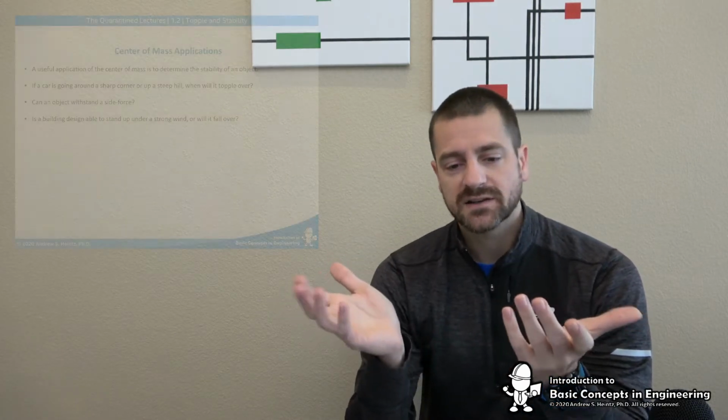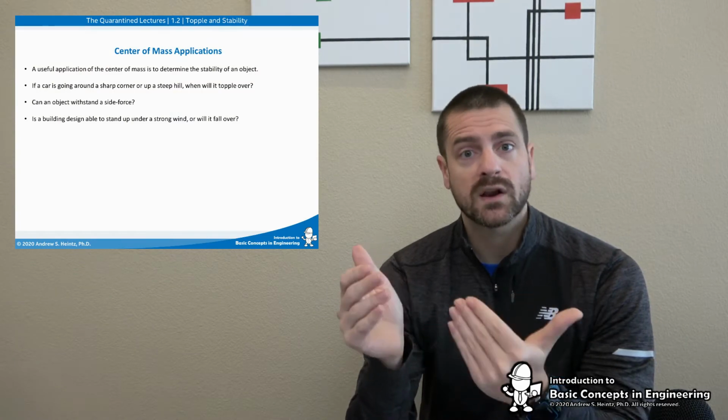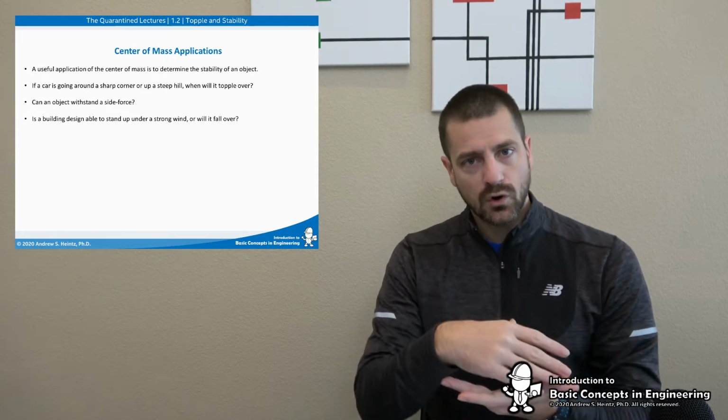One of the useful applications of center of mass is to determine the stability of an object. So what do we mean by stability? What we really mean is how stable it is in its ability to withstand forces, not topple over. Let's say, for example, we're looking at a car going around a sharp corner on a steep hill. At what speed, at what angle would that car actually turn over onto itself?